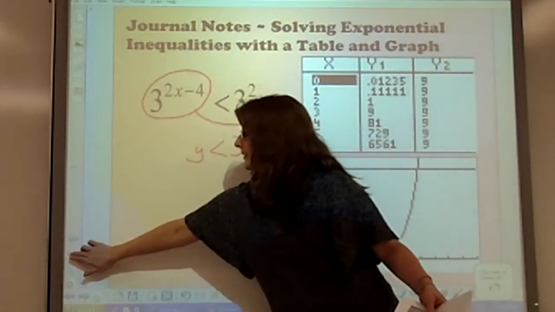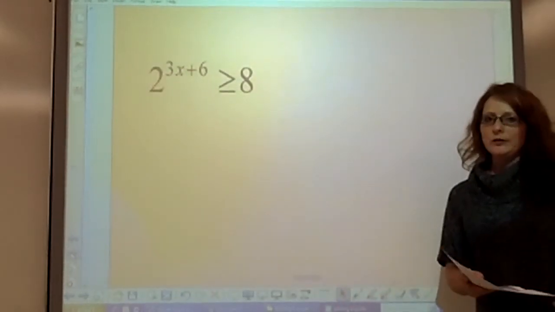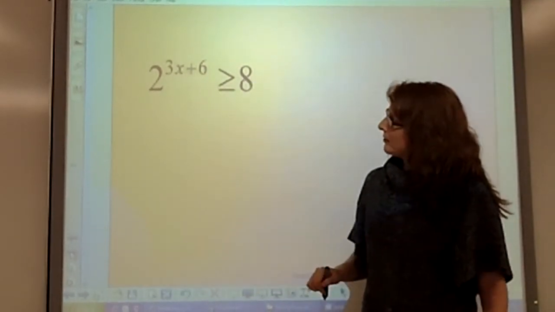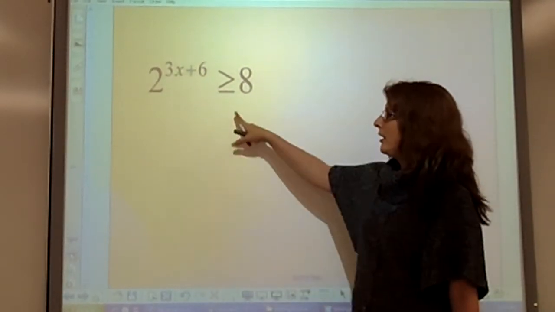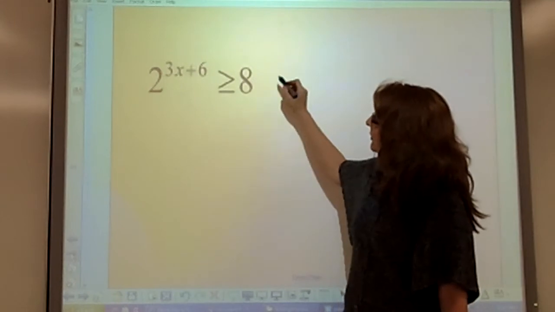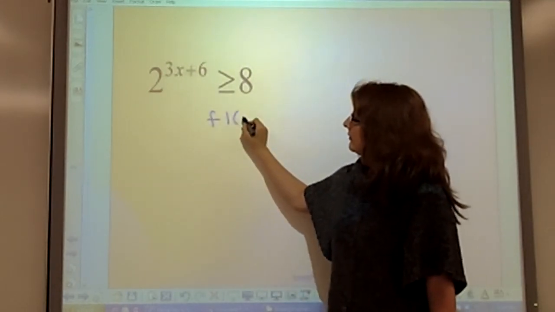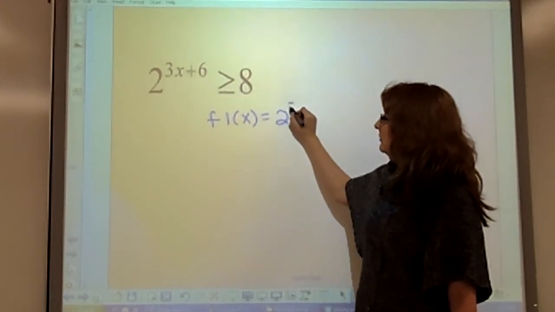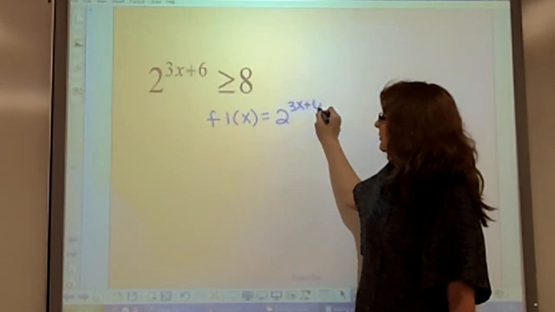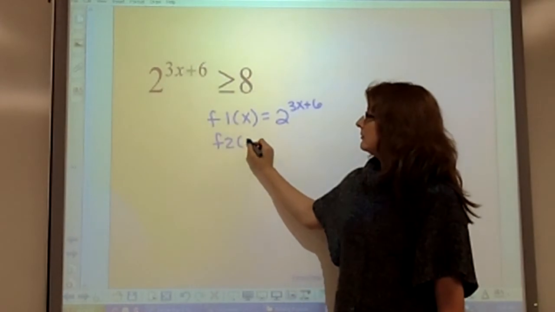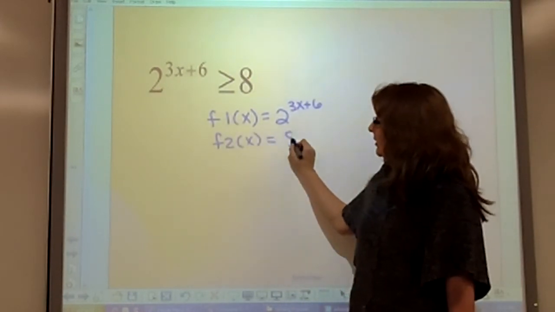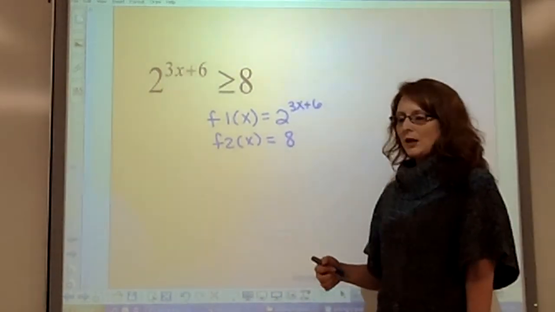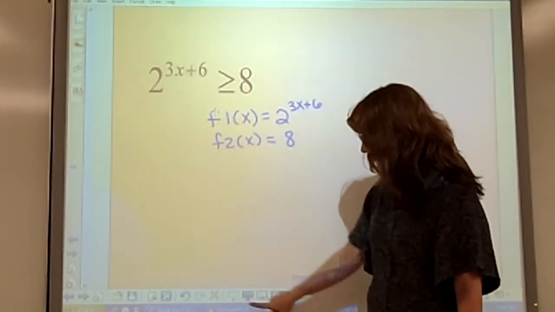All right, let's look at a second example. We're going to do the same thing. I have 2 raised to the 3x plus 6, this is on your handout, greater than or equal to 8. f1 of x is everything on the left-hand side. f2 of x is everything on the right-hand side. I'm going to graph these two functions and I want the intersection.